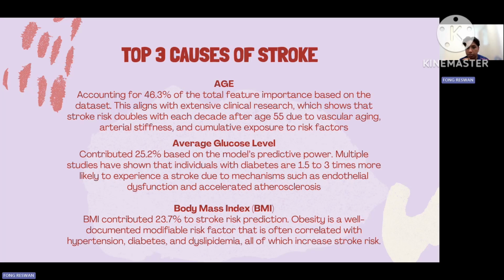And then the third one is body mass index, BMI, which contributed 23.7% to stroke risk prediction. Obesity is a well-documented modifiable risk factor that is often correlated with hypertension, diabetes, dyslipidemia, and others, which increase the stroke risk. All of this contributed to the stroke risk prediction.